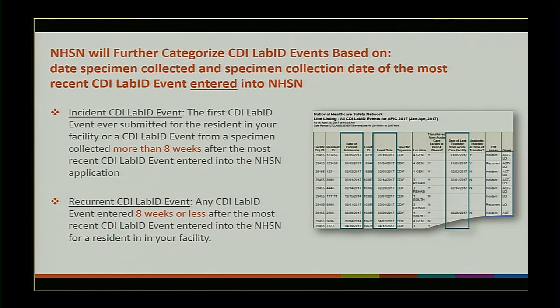Recurrent is anything less. So Mr. Smith has a positive assay on March 1st. Then you enter another positive assay on March 25th. The first one will be what? Incident. The second one will be recurrent.